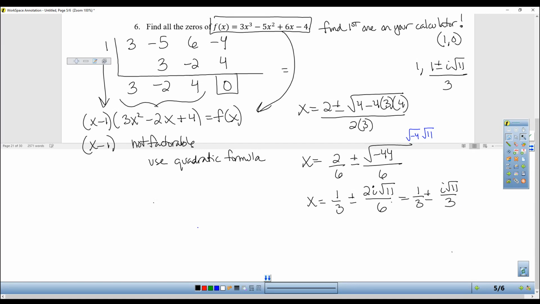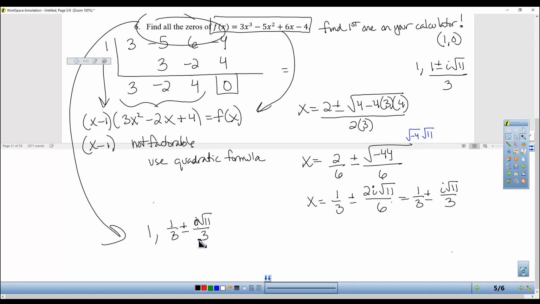So find all the zeros. Always go back and read the question. Find all the zeros. The zeros are, don't forget the 1 that you worked hard for, 1, and then 1/3 plus or minus i square root of 11 over 3. Or you can have it written together if you want, like it was in the original answer. It doesn't matter.